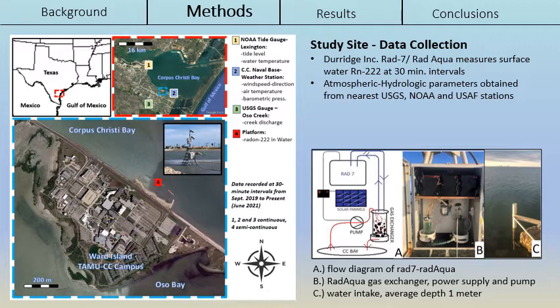And so I've combined this data with atmospheric and hydrologic parameters from the USGS, NOAA, and the USAF stations that were within 10 kilometers of the study site. Water intake at this spot was about 1 meter depth, and I was able to get continuous atmospheric and hydrologic parameters to combine with semi-continuous periodic measurements of Radon-222.